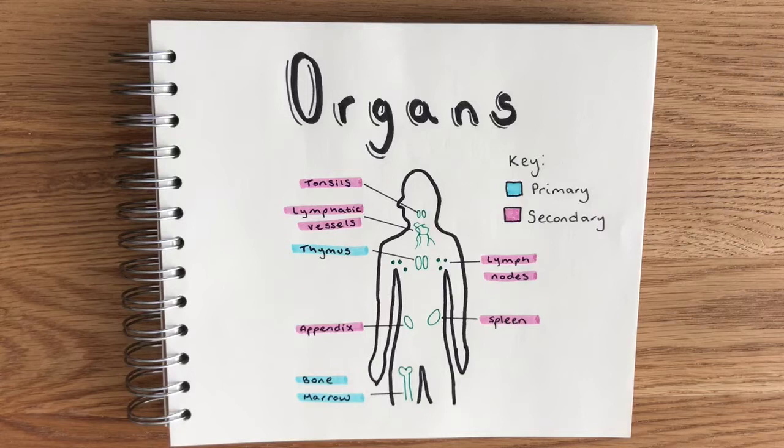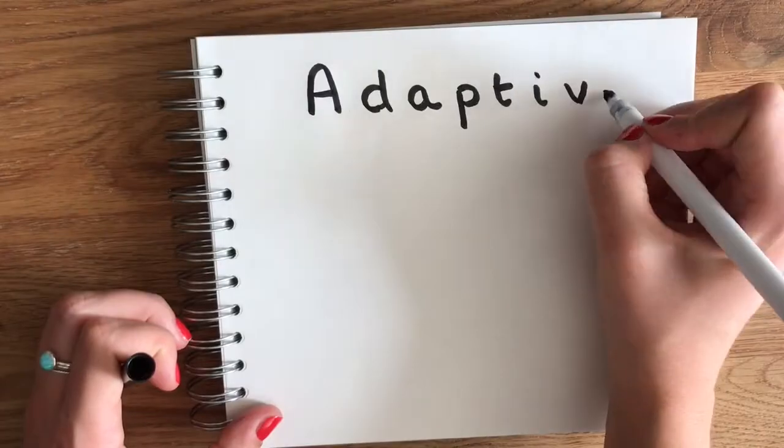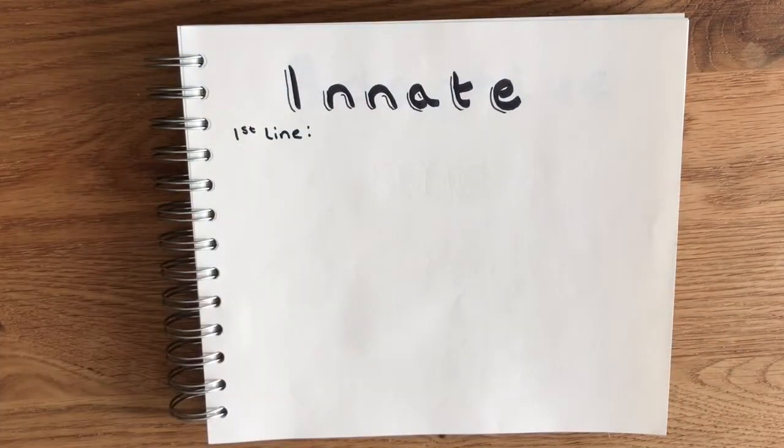So now we know which organs are involved in the immune system, we're going to move on to different types of immunity. So the immune system is actually broken into two different arms. You've got the innate immune system and the adaptive immune system. So we're going to start with the innate immune system.